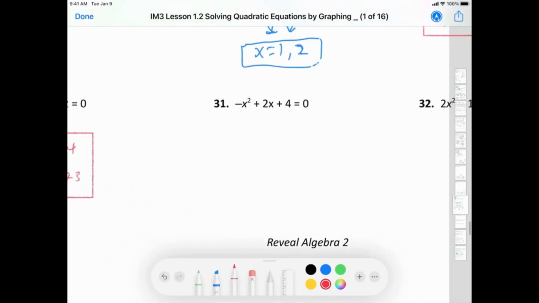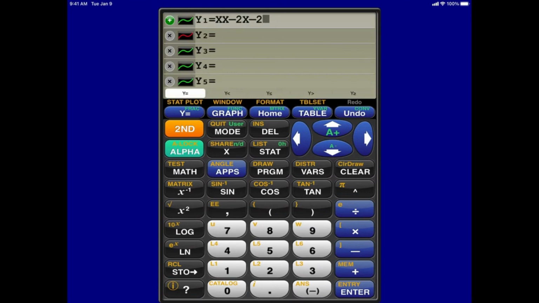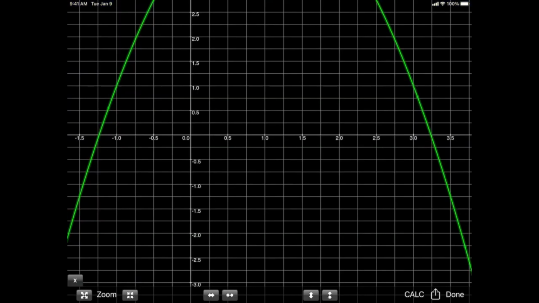Okay, let's go ahead and try question number 31. Y equals negative x squared plus 2x plus 4. I'm going to graph it to give an idea. You see those numbers are around negative 1.25 and 3.25, because between 3 and 3.5 is 3.25. Does that make sense?